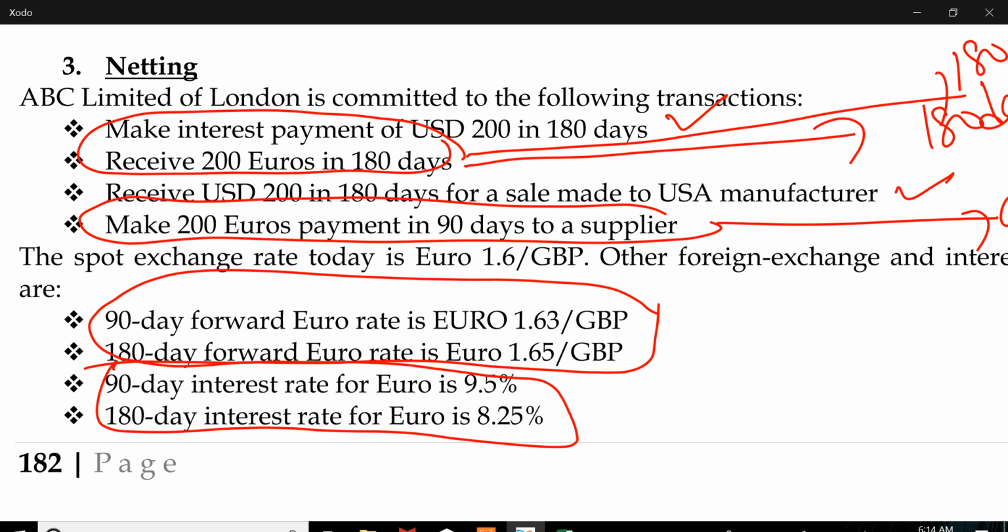Next point, for the other 2 transactions, there is a timing difference of 90 days. Next point, the company can go for the following ways of hedging the transaction.